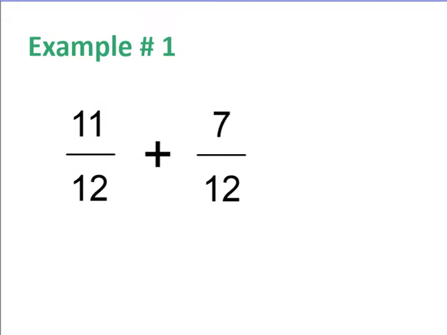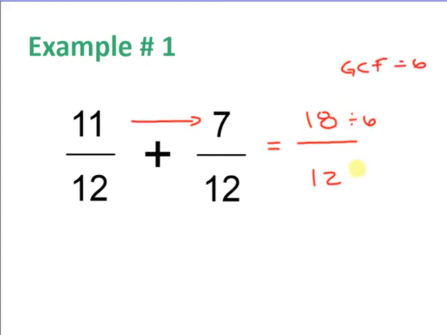In this case right here, we do not need to simplify, so we are done. Let's go ahead and do a couple of those examples. So step 1, we're going to add the tops together. So 11 plus 7 is 18. Step 2, we're going to bring the denominator over. This can simplify. The GCF here is going to be 6. So I'm going to divide the top by 6 and I'm going to divide the bottom by 6. Okay, and that's going to give me 3 over 2.